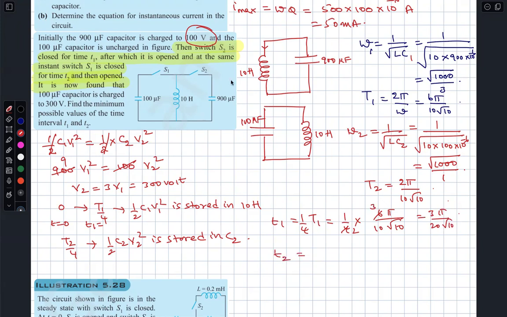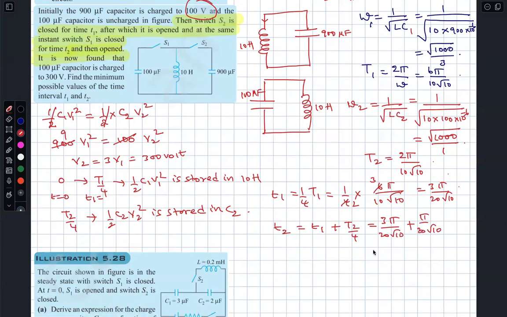T2. See, S1 is closed for time T1, after which it is open, and at the same instant S2 is closed for time T2 and then open. How do you count T2 here? T1 plus T2 by 4 means 3 pi by 20 root 10 plus 1/4 of this. 1/4 of this means 2 pi by 40 root 10, which is pi by 20 root 10. So you will get 4 pi by 20 root 10.